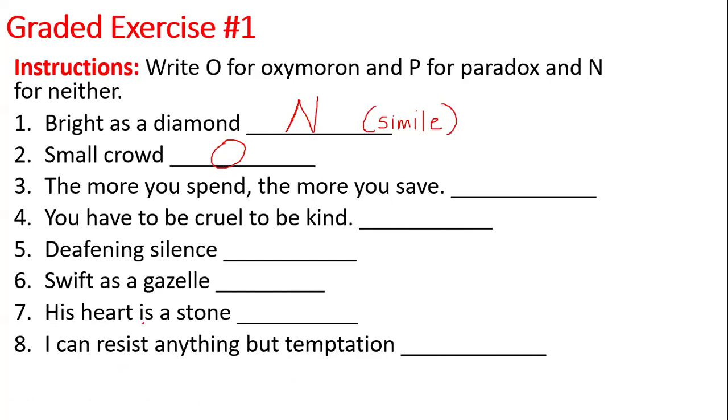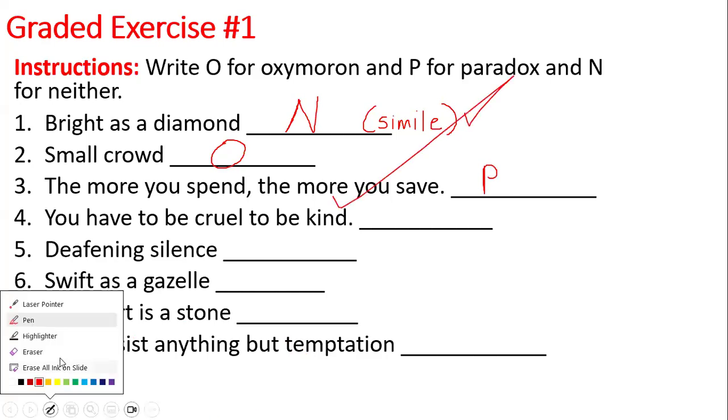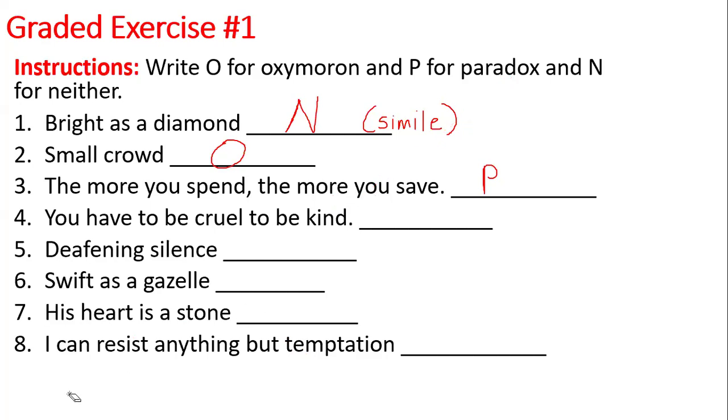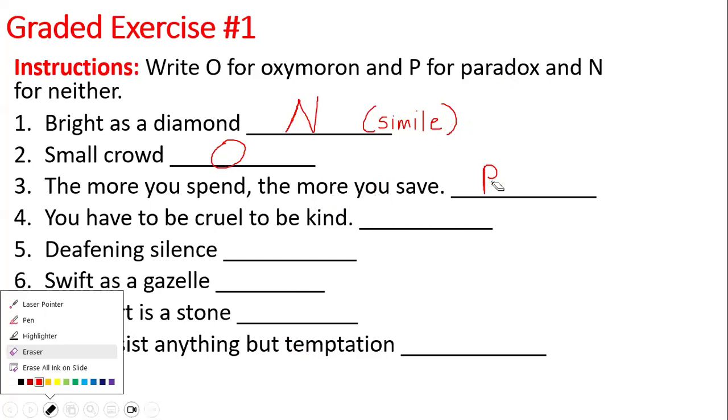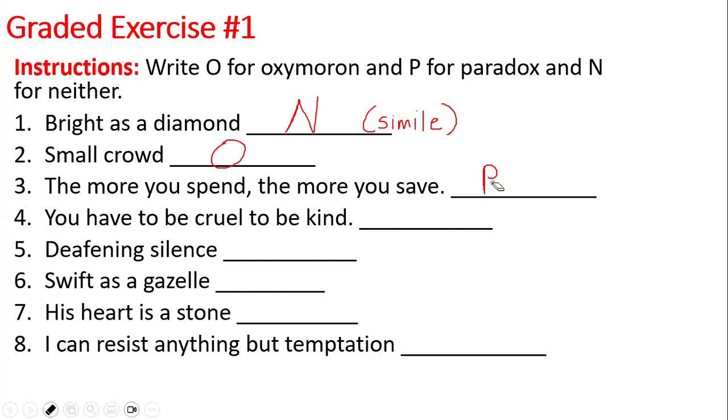Number 3, the more you save, the more you spend, the more you save. Paradox. Very good. If you got it right, please put a tick. If you got it wrong, please make the correction. So the first one is N. The second one is O. The third one is P.